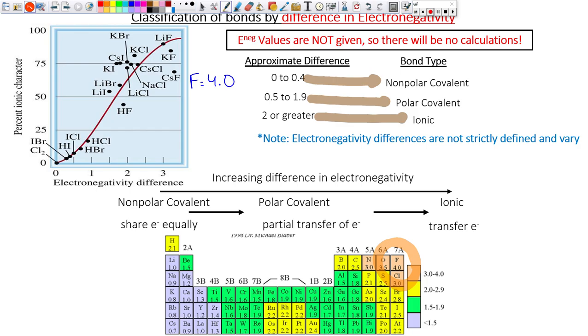All right. Now, let's take lithium. So we're going to let lithium and fluorine bond. Can anyone see what lithium's number is? 1.0. Now, you should be able to do this math. What is 4 minus 1? 3.0. So here's my question. Inside this green box, there are 3 different ranges. Is 3.0 in 0 to 0.4? Is it 0.5 to 1.9? Is it 2 or greater? So if it's 2 or greater, what bond type is it?